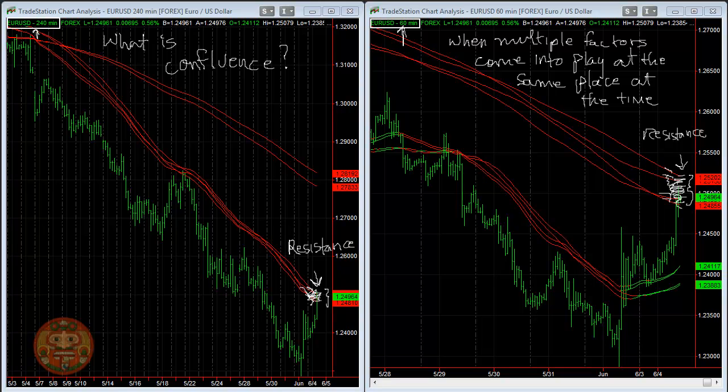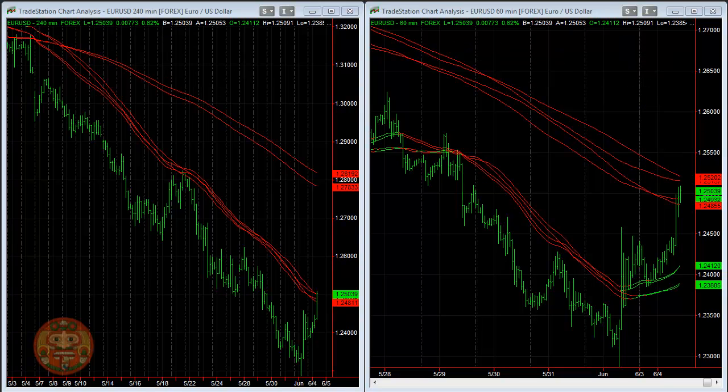And then you have the other concept, which is where you have multiple levels or multiple factors that come into play on multiple time frames, and they all basically give you a little bit more confidence about taking a trade, knowing that, hey, I'm not the only trader that's seeing this level. Maybe you're only looking at one moving average, but other traders in the world are looking at different other moving averages. So confluence is when multiple factors come into play at the same place at the same time, either on the same time frame or on multiple time frames. So that's confluence in a nutshell.